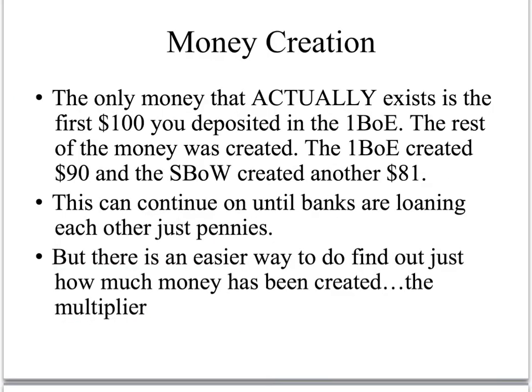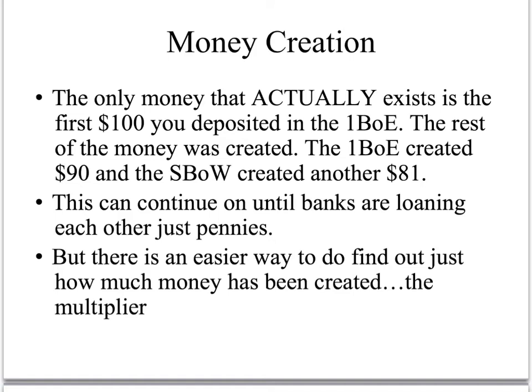Now, the only money that actually exists is the first $100 you deposited. The rest of the money was created. The First Bank of Econville created $90 from your $100 deposit, and then the Second Bank of Worcester created another $81. This is how the banking system increases the money supply. This can continue on until banks are loaning each other just pennies.